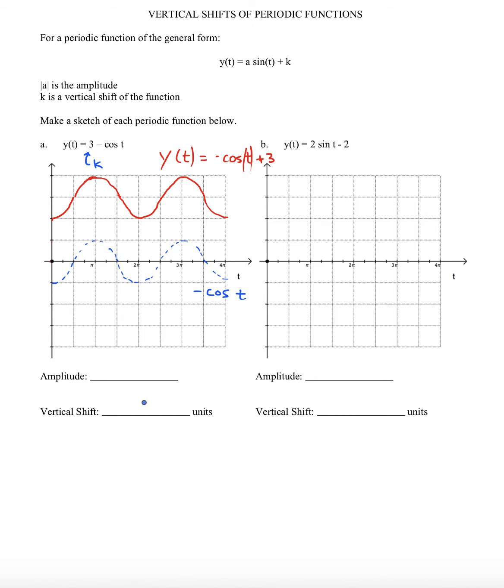The amplitude of the function is simply 1 because the value of a here is negative 1. And the value of k is positive 3. So it's a vertical shift of positive 3 units.